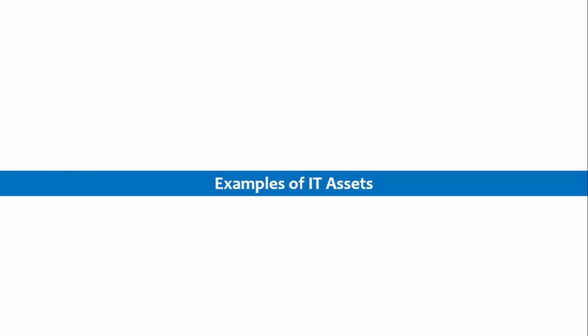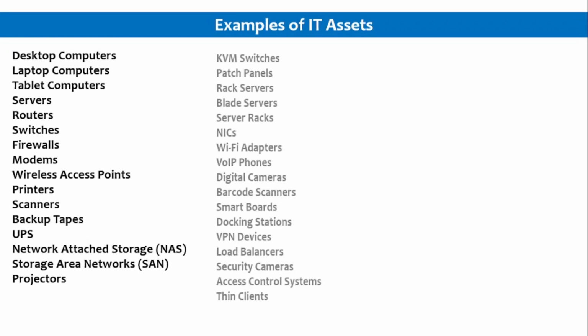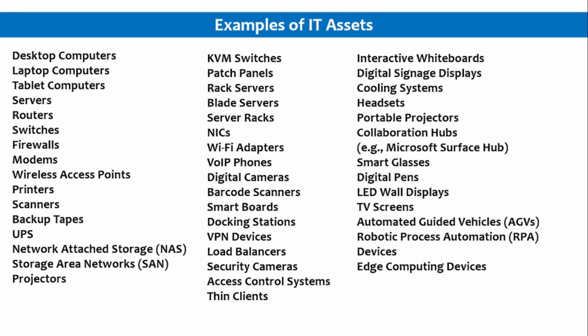So let's look at some examples of IT assets. Desktop, laptops, tablets, rack servers, blade servers, racks, headphones, VPN devices, UPS, NAS, SAN. These are some of the examples. There are thousands and thousands of IT assets, but these are just some of the examples.